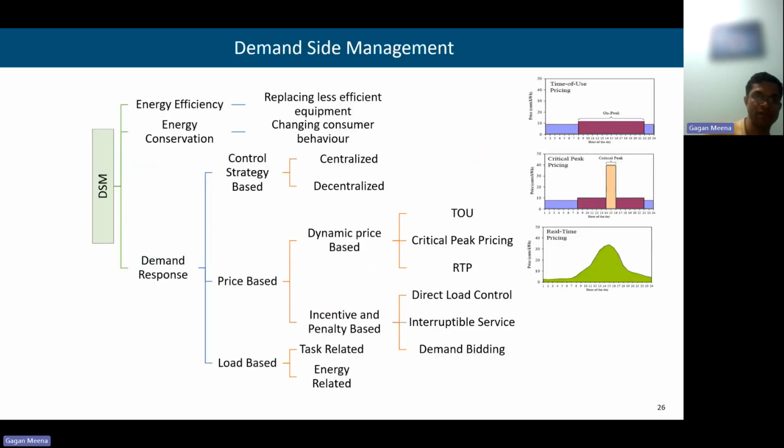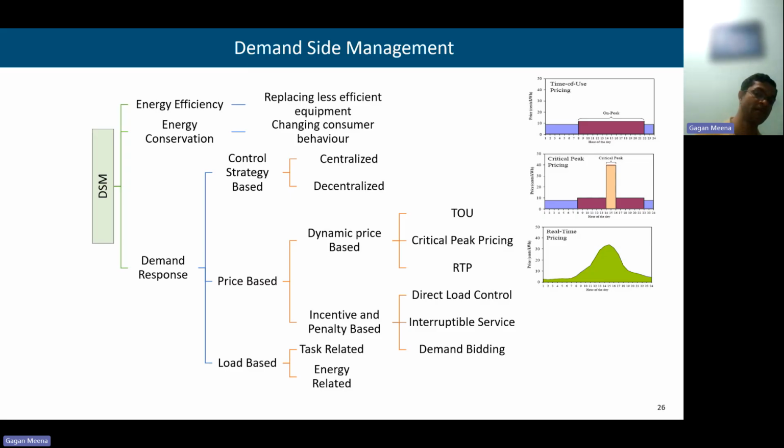Demand response is a subset of demand side management. The first one is using energy efficient devices. We can replace the less energy efficient equipment with the new high energy efficient devices. Then next is energy conservation. This can be done by changing the consumer behavior, where they can shift their actual usage of electricity to early morning or late nights. That will save you money also, lot of money.